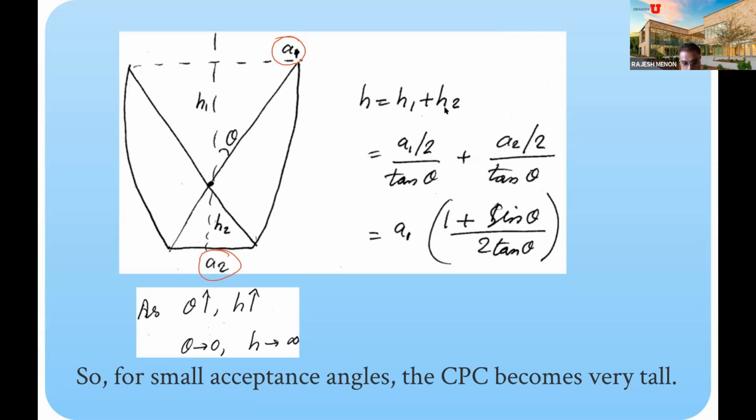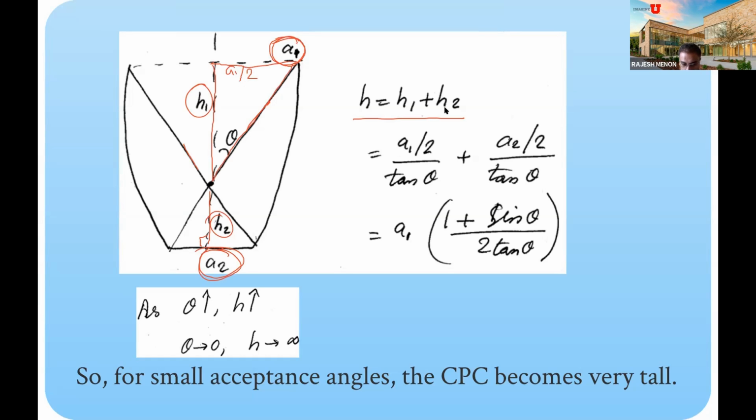Let's continue. So if I give you the size of the receiver, which is shown as A2, and the size of the entrance aperture, which is shown as A1, I can figure out the height of the CPC from simple geometry. Again, it's quite simple. I can simply draw the edge rays as shown here, and then I'm just dropping a perpendicular. And I can say, okay, my total height H is H1 plus H2. So I have H1 here, I have H2 here. And H1 is simply A1 divided by 2 divided by tan theta because of this triangle, right? This base is A1 over 2, this is H1, and tan theta is simply A1 over 2 over H1.